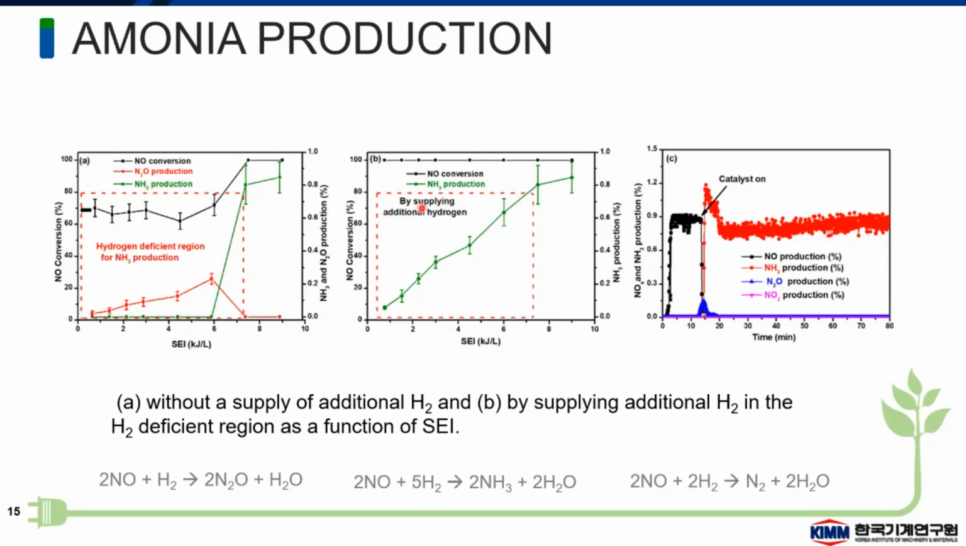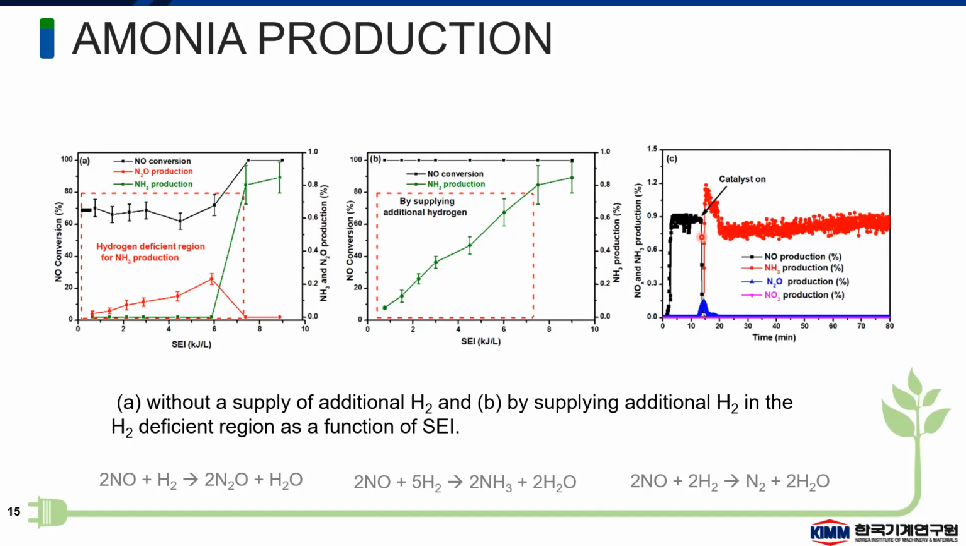So when we provided additional hydrogen, we can see that there is no production of N2O, and we can see ammonia production from the start. These results we also verified with FTIR with real-time results. So from here we can see that when we turn on plasma, we got higher production of NOx up to 0.9%. So after 15 minutes, we turn on the catalyst part.